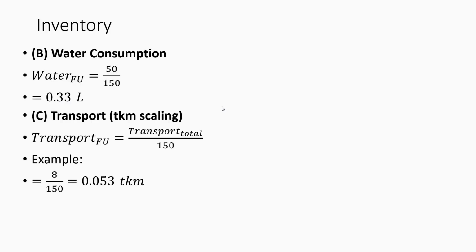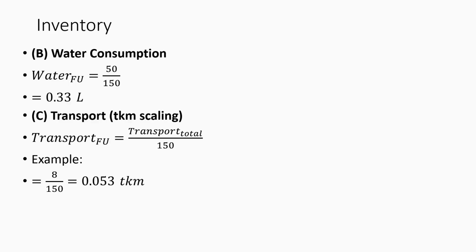Similarly, we may require around 50 kg of water to produce 150 kg of biochar. That means we may need 50 kg of water to put out the fire after burning. That means 0.33 liter is required to produce 1 kg of biochar. That is our functional unit.